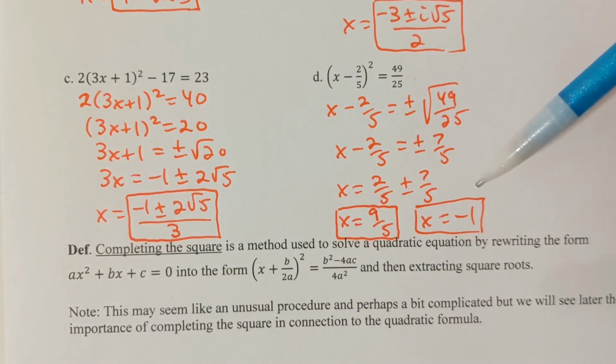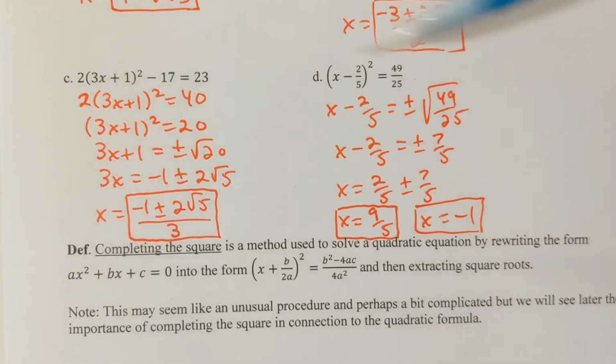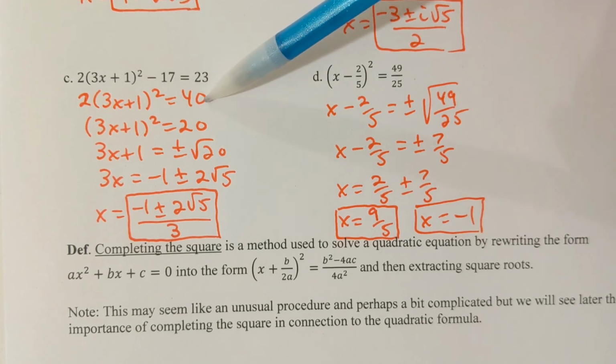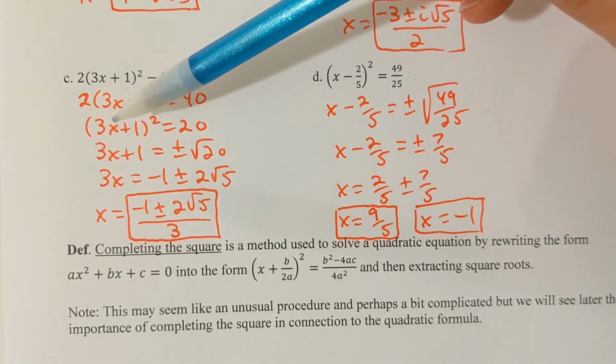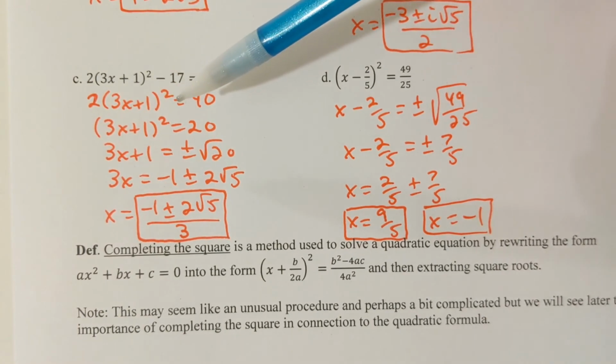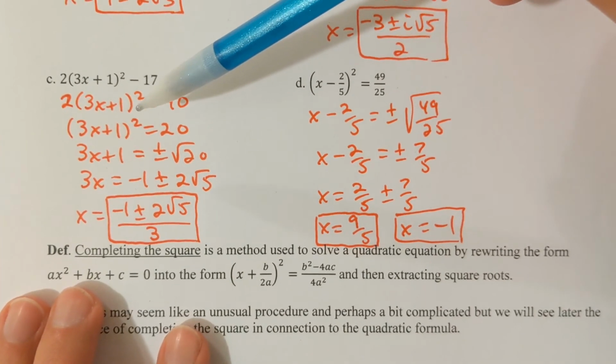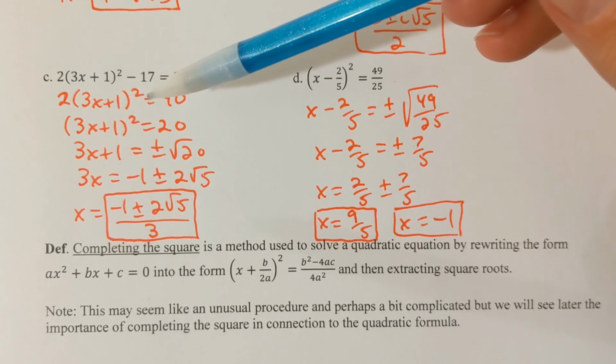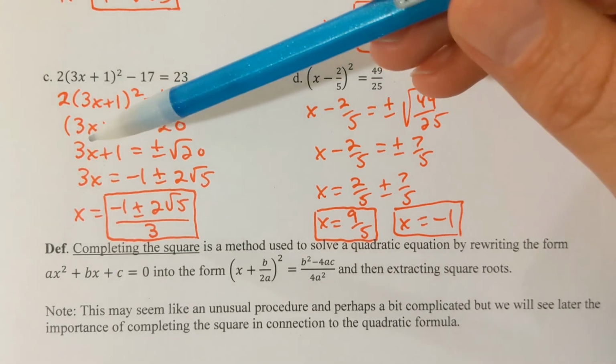Part C, solve for x. In this problem, I'd want to have the squared expression be all alone. So I'm going to begin by adding 17 and then dividing by 2. So I'm looking at (3x + 1)^2 = 20. And now I'd like to get rid of the power of 2 by taking the square root of both sides. The square root of (3x + 1)^2 would be 3x + 1.